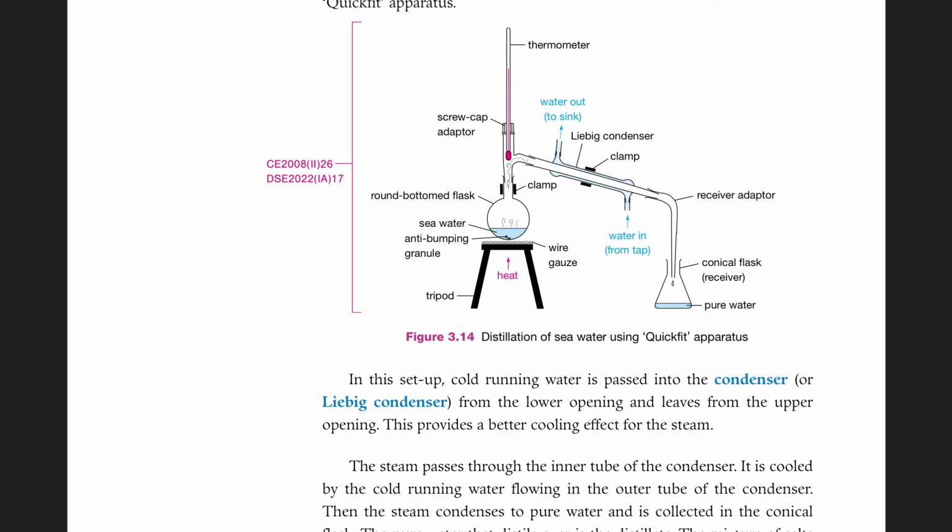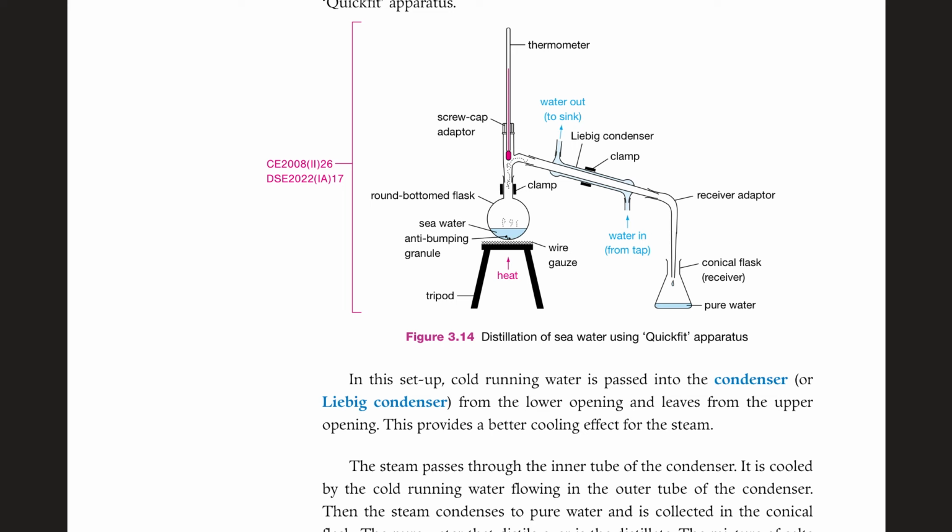Then the third point that we should pay attention to is the position of the thermometer. The probe of the thermometer should be placed next to the condenser, because what we are trying to measure is the temperature of the steam that can pass into the condenser. If the reading of the thermometer is 100 degrees Celsius, we can know that we are collecting water.